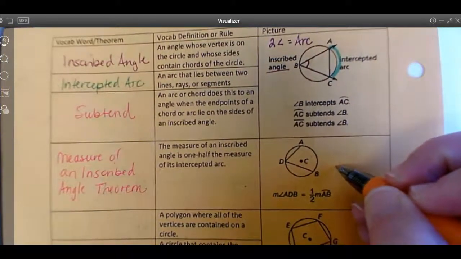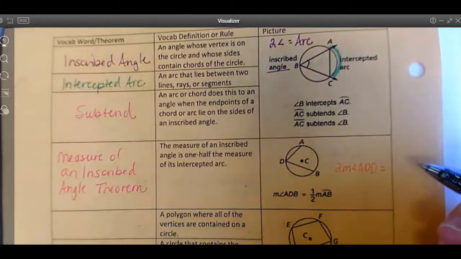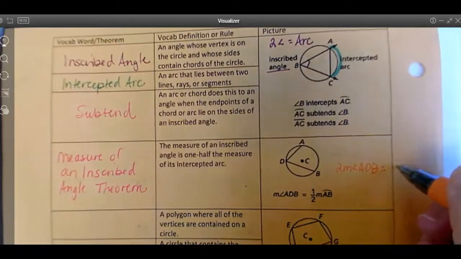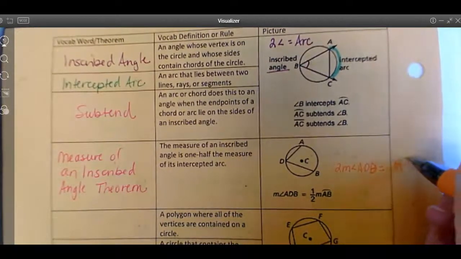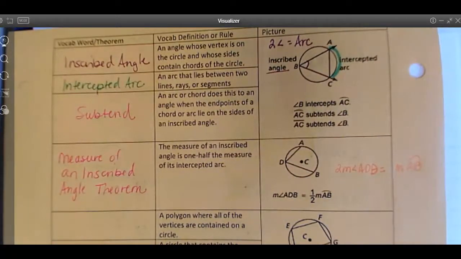So you can write it that way. You could also write 2 times the measure of angle ADB equals the measure of the arc. So there's 2 ways to write it. Both of them mean the same thing. You either take half of the arc to find the angle, or you take the angle and multiply by 2 to get to the arc. And that's whenever you have an angle on the side of a circle, which is called an inscribed angle.